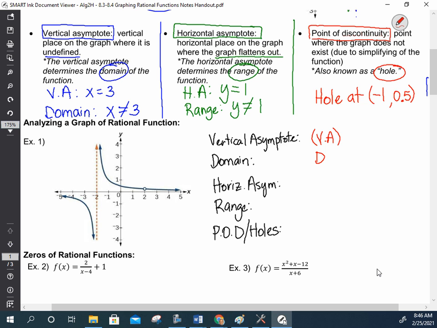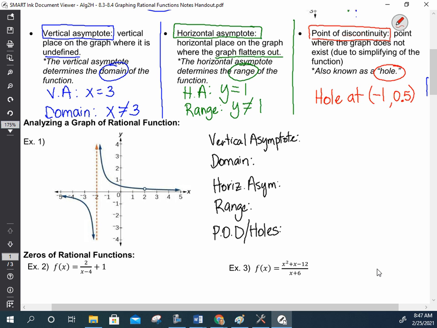Domain, obviously, you can use D with a colon. Horizontal asymptote, HA. Range, use R. For a hole in the graph, instead of saying point of discontinuity, put hole. So it's okay for you to use the abbreviations. I don't need you to write out the full term. If you want to, then you do you. But don't feel that you have to.